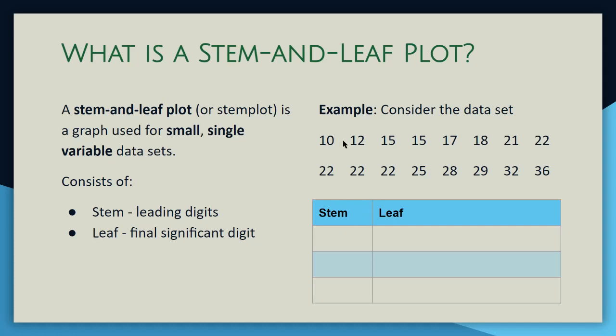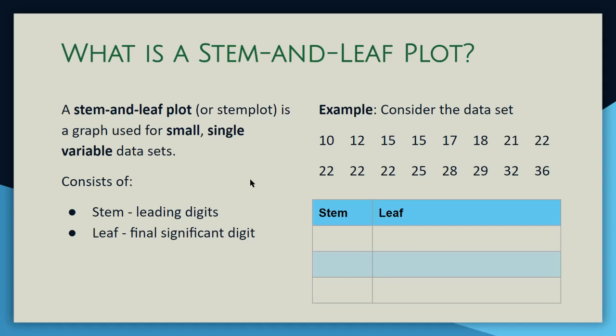The leaves are the trailing digits, the ones place. And we sort them by stem, so all of the tens are going to be in the same group. All of the 20s are going to be in the same group. All of the 30s are going to be in the same group. And we list them in order from smallest to largest, and we include repeats. So I've got 2 15s. I should have 2 5s in my leaf row.